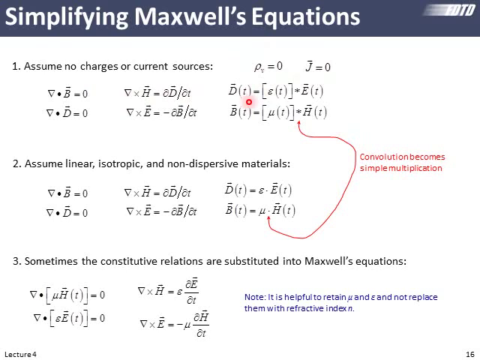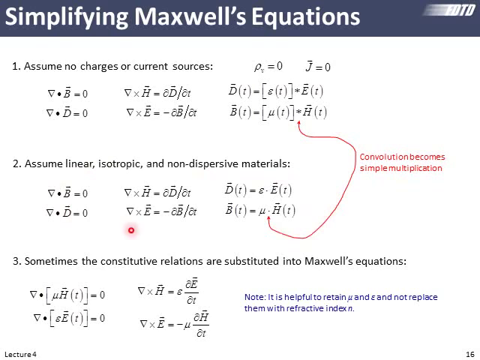Second, if we assume linear, isotropic, and non-dispersive materials, our convolutions and also tensors just become a simple multiplication. This really, really simplifies things, and we can still model a heck of a lot of stuff. So this isn't that severe, but we won't be able to model things that are anisotropic or dispersive. We'll talk about that later. But anyway, now we have a simpler form of Maxwell's equations.